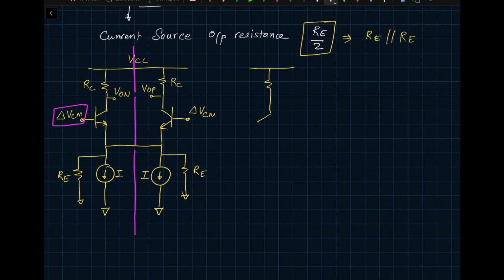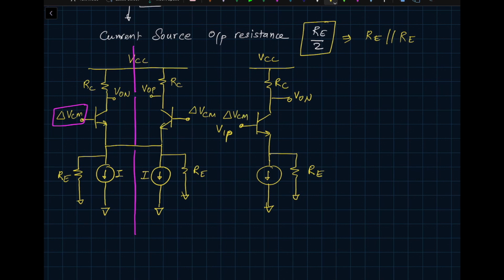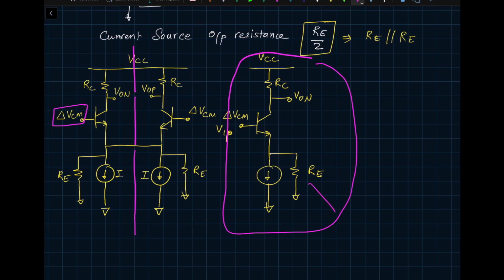This is what it looks like: RE, this is your RC, VCC, and this is VON. And this is where I'm applying delta VCM. What does this circuit look like? This circuit that I have drawn here as a half circuit, if you remember early on when we were talking about single transistor circuits, looks like a common emitter amplifier with emitter degeneration, right? This is your emitter degeneration.